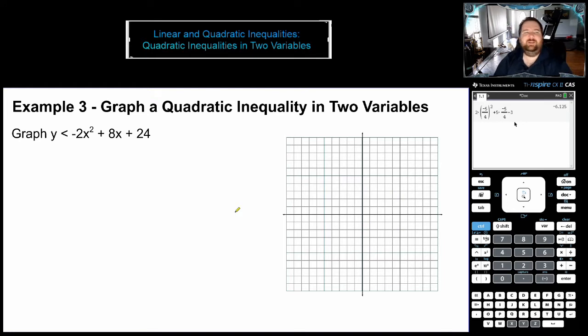So example 3 here, we're just being asked to graph this quadratic. So y is less than negative 2x squared plus 8x plus 24. So again, we're going to be using our strategies from working with quadratics. And so I can see my first thought is all of these are divisible by 2. So I'm going to factor out negative 2, so that I have a positive a value. So this is going to give me x squared minus 4x minus 12.